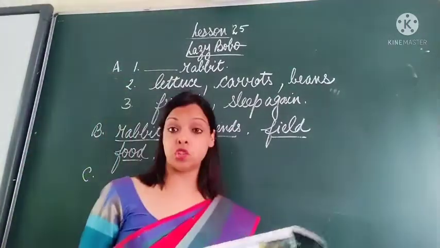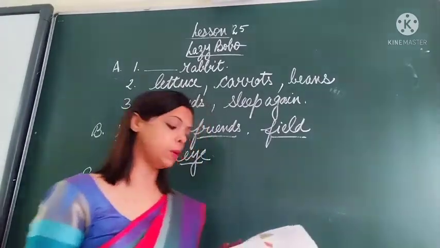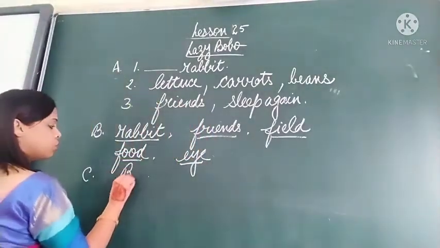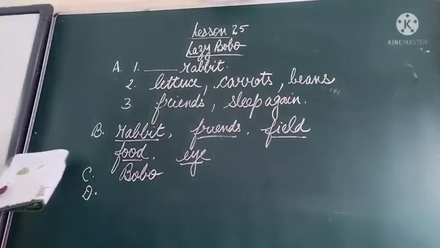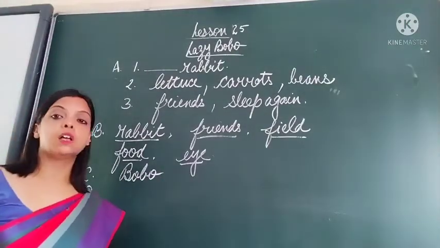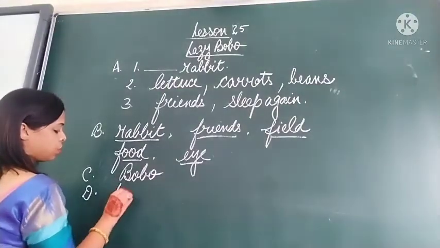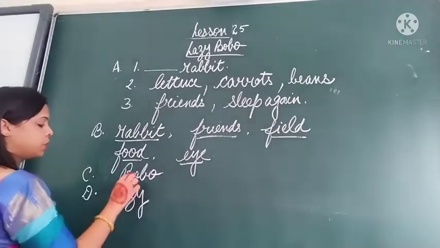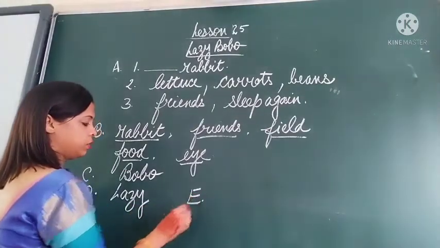Write it here. Special name. What is the special name given here? Bobo. Special name given to a rabbit, no? So you write here B-O, Bobo. D. Pick out a describing word from the poem and write it here. So describing word can be lazy, right? Because it is describing the naming word Bobo.